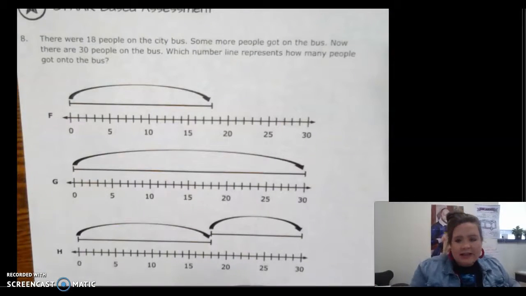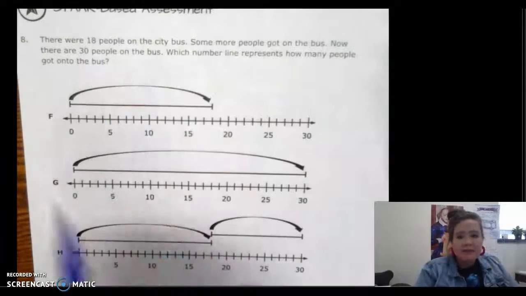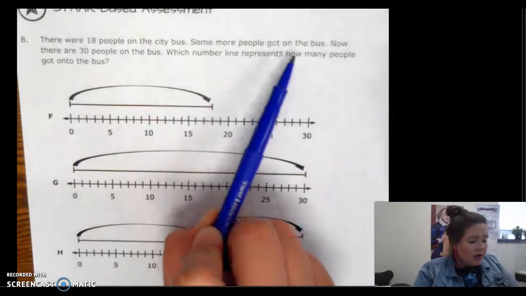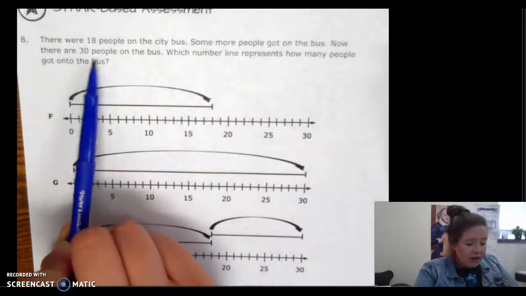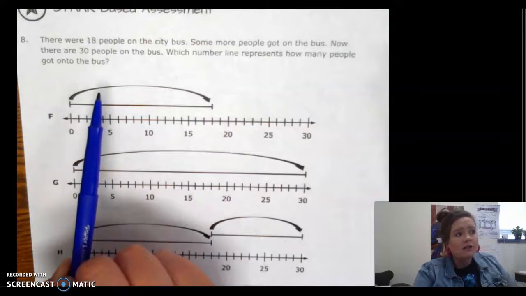All right, let's look at this one. There were some people on the city bus. Some more people got on the bus. Now there are blank people on the bus. Which number line represents how many people got onto the bus?